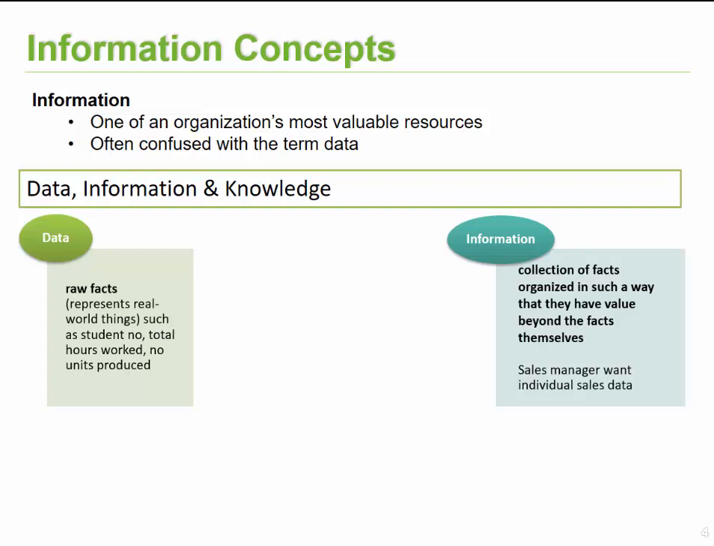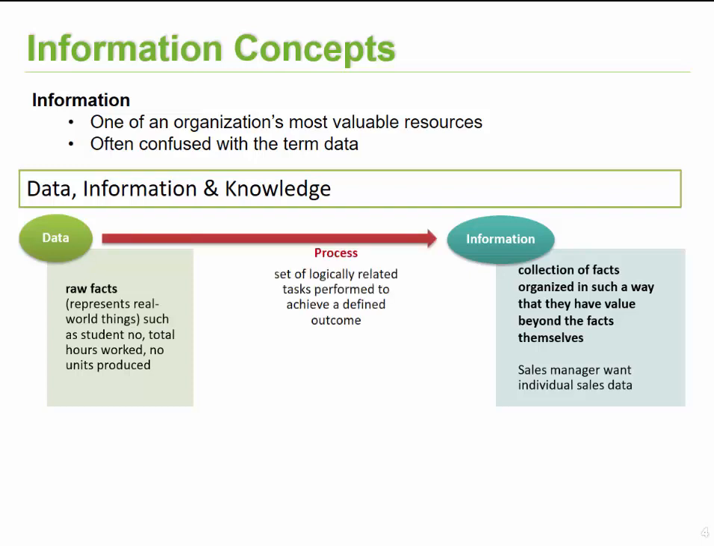If we look at the other example, in companies, they might want to look at sales information. What were the sales of the previous week? Who was the best salesperson? Which products did we sell most? So all of that actually becomes information. Now, data and information cannot exist on its own.